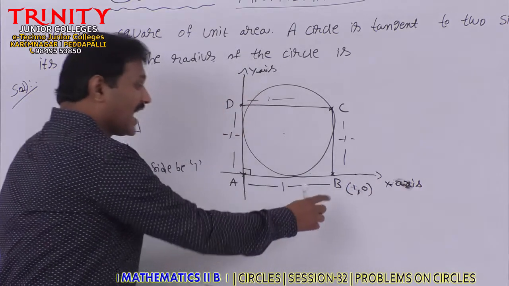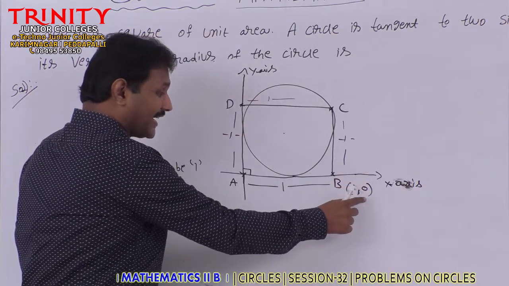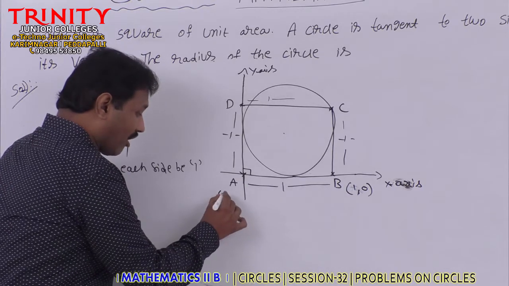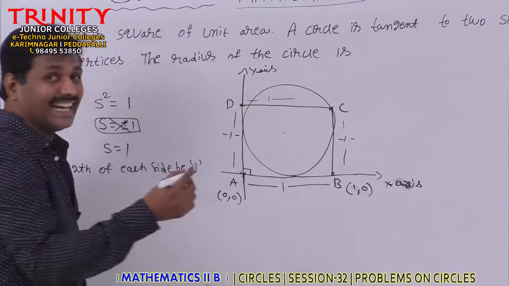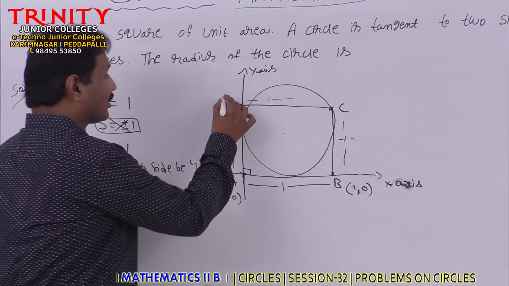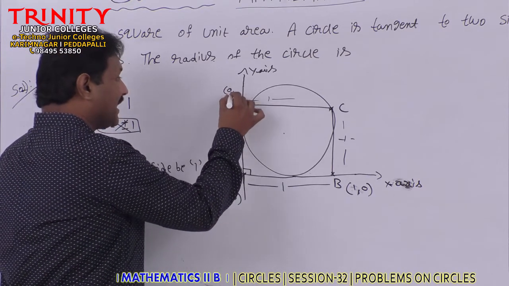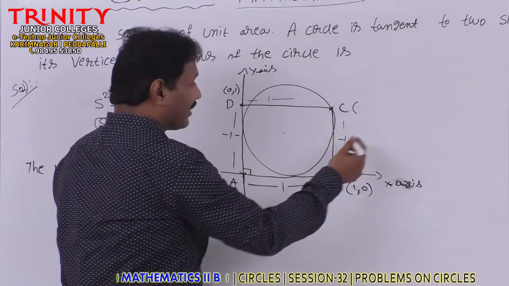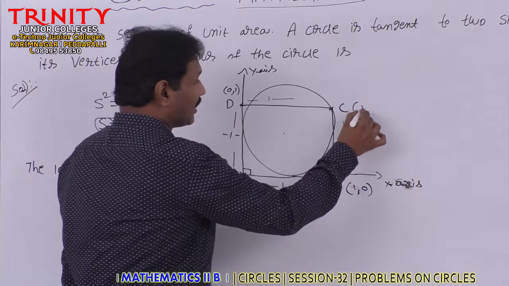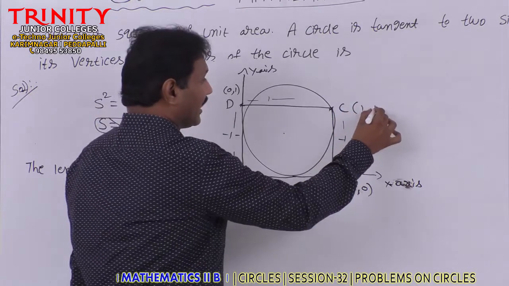1, 0, because any point that lies on the x-axis has y-coordinate 0. Here A is the origin, O (0, 0). Any point that lies on the y-axis has x-coordinate 0. Therefore, the coordinates of point D are (0, 1). The length here is 1. It is C. By the definition of the x-coordinate, the length is 1. By the definition of the y-coordinate, the length is 1.